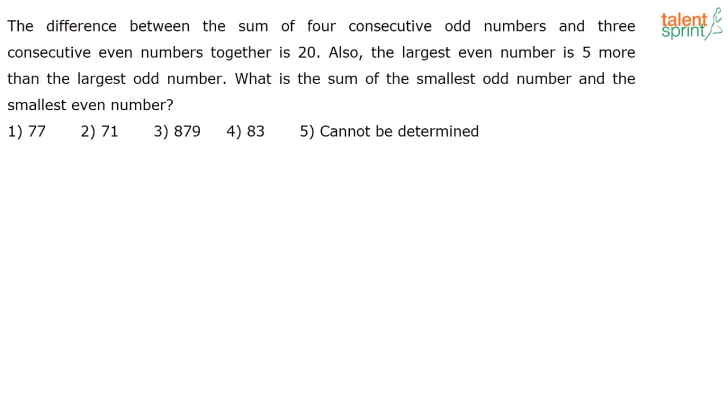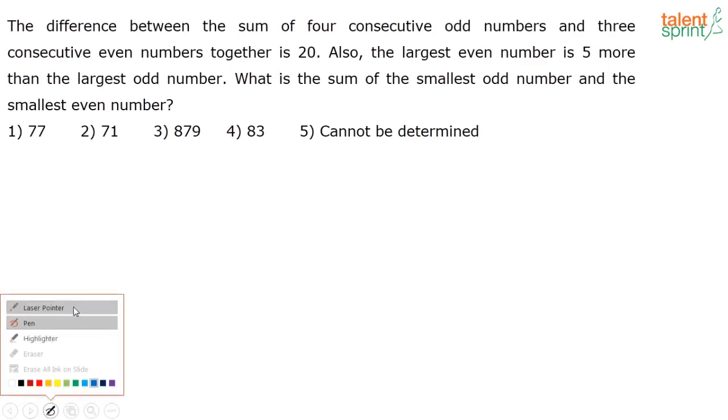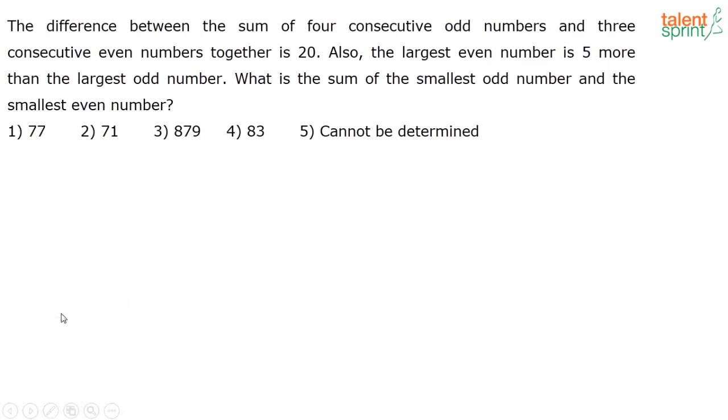See, again, to approach this question, there are 2 ways in which you can do it. I will tell you both the ways and you see whichever is easier for you. The difference between the sum of 4 consecutive odd numbers and 3 consecutive even numbers together is 20. So you have 4 consecutive odd numbers and 3 consecutive even numbers. Now how do I take which is the odd and which is the even? It is also given in the question that the largest even number is 5 more than the largest odd number.